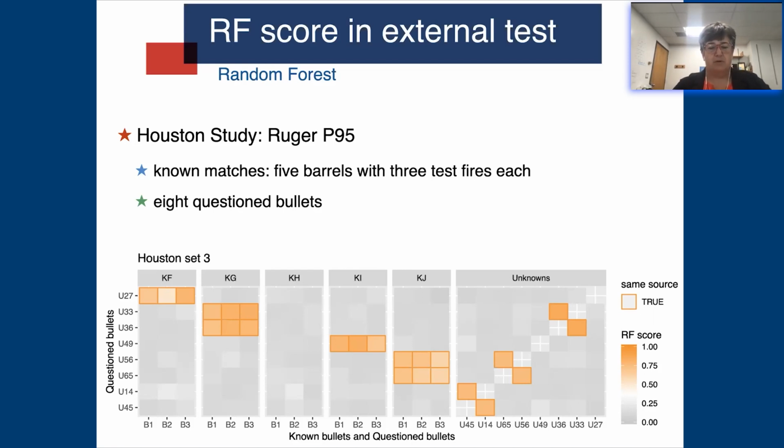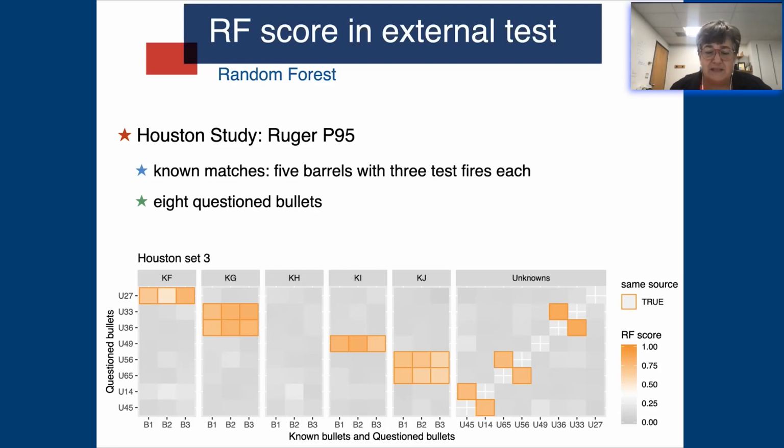So none of the bullets from any of the known barrels was found to be a match to bullets U14 and U45, but they do match each other. You can see that because the orange squares that correspond to U45 and U14 are both showing a nice saturated orange.